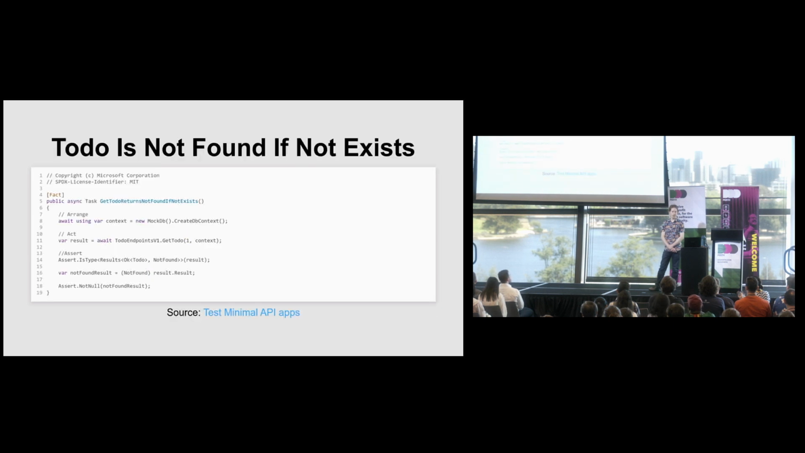Our first example is GetToDo returns not found if not exists, or as I like to call it, ToDo1 is not found with empty database. The test has three parts which I've helpfully labeled. We have arrange, act, and assert. First, we spin up a new empty database, and then we try getting the to-do with ID 1. We then assert we get a not found result, and we've proved we can't retrieve ToDo1 from an API with an empty database, which is great, except we only have an empty database once, so it's not really representative of the actual use case of our software, where our database has data in it.